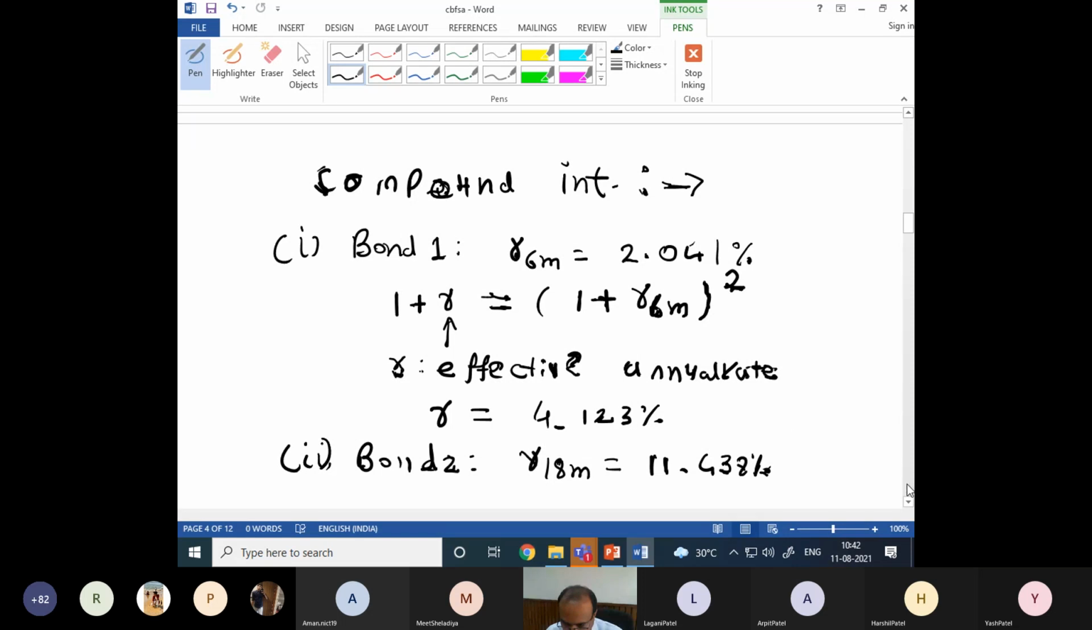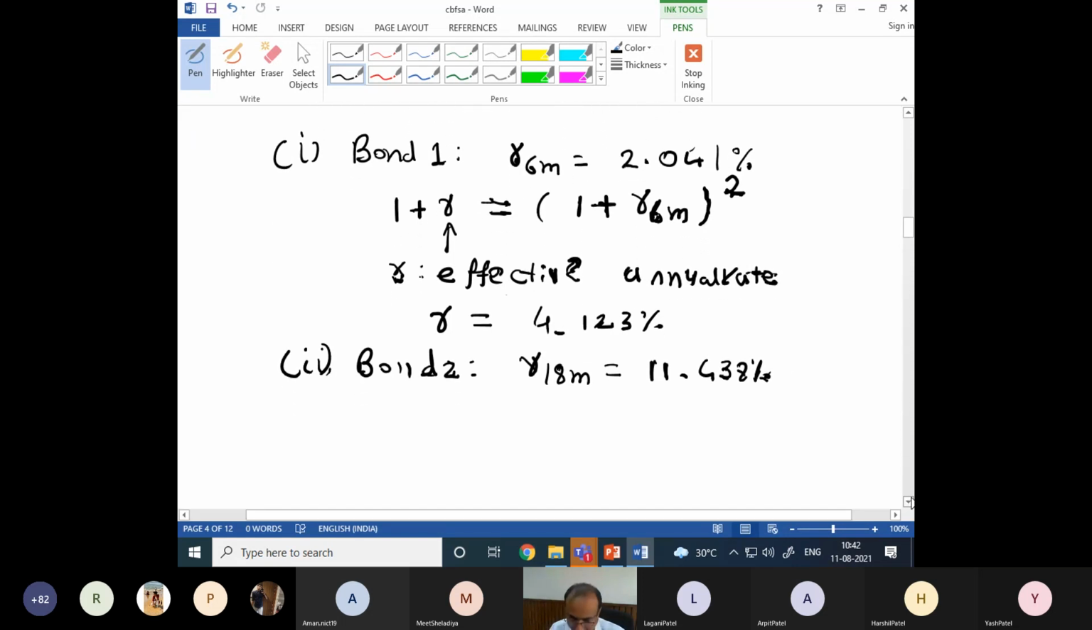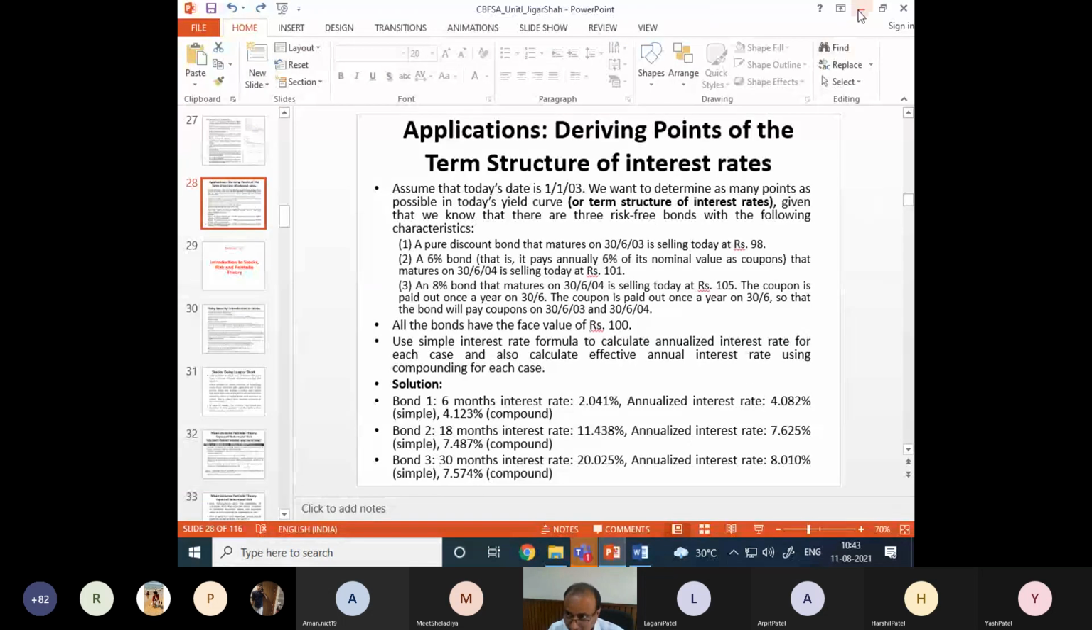It is the interest that I get after 18 months. Now I convert it into the effective annual rate with compound interest philosophy. So what you should write: 1 plus R is equal to 1 plus R 18 months, raised to. Now what is the power here? That is very important. 2 by 3. Good. And then you calculate this R, so that you will get this value, 7.487%.